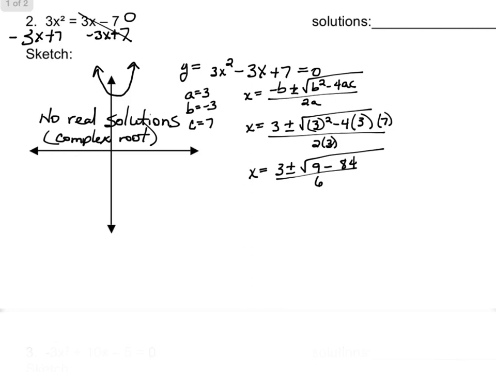Now, let's look at what that discriminant does. Again, the discriminant is the part that's under the radical. So we have 3 plus or minus the square root of negative 75, all of that over 6. Notice, now we have a negative under the radical. So what that means is that this kind of graph that never crosses or touches the x-axis has a discriminant that's going to be negative.